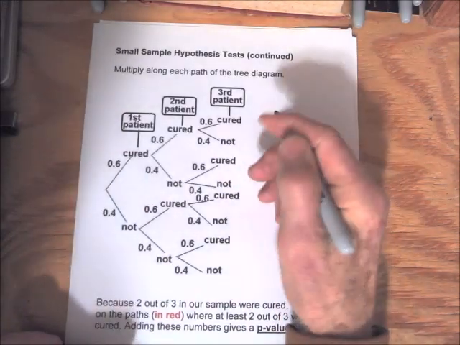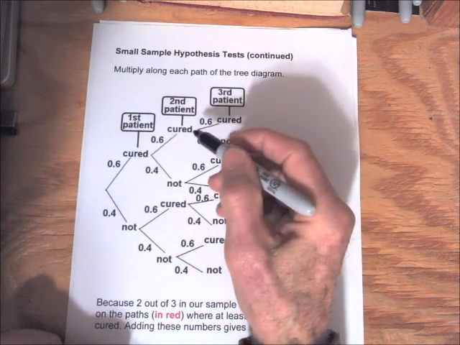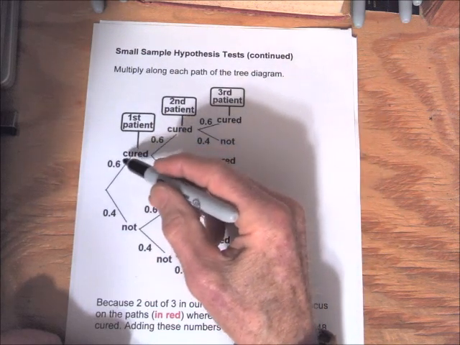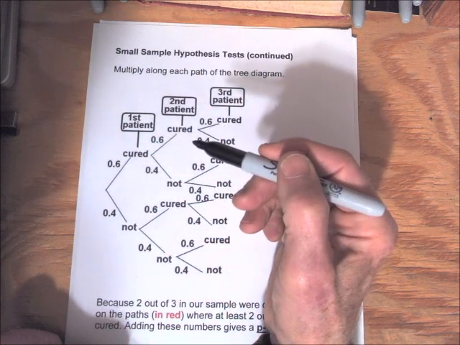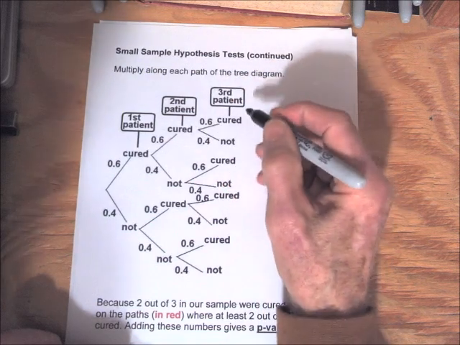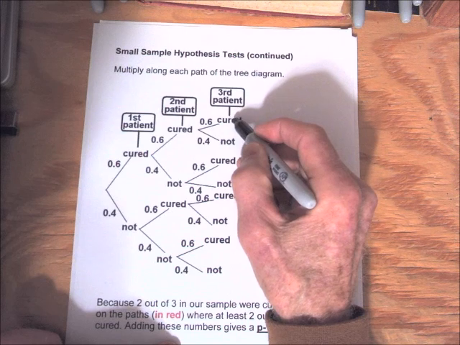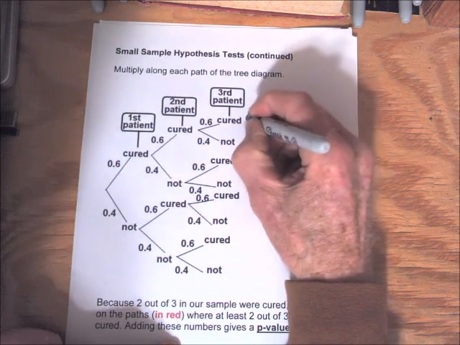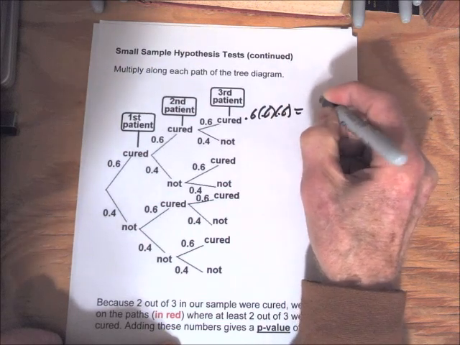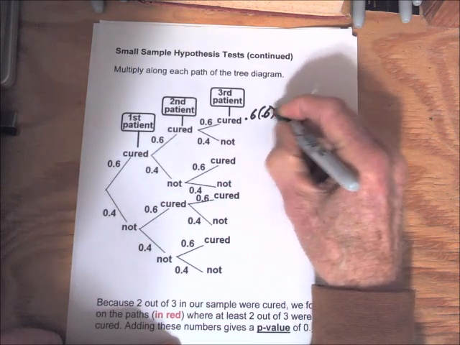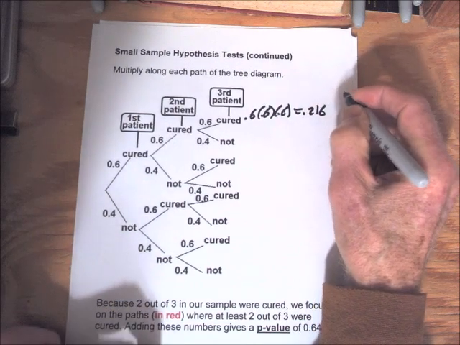Okay, so each patient is either cured or not, and if H naught is true, they have a 0.6 chance of being cured, a 0.4 chance of not being cured. The top path, we have all 3 patients cured. That's 0.6 times 0.6 times 0.6, I think 0.216. That's 2 cured and 1 not.